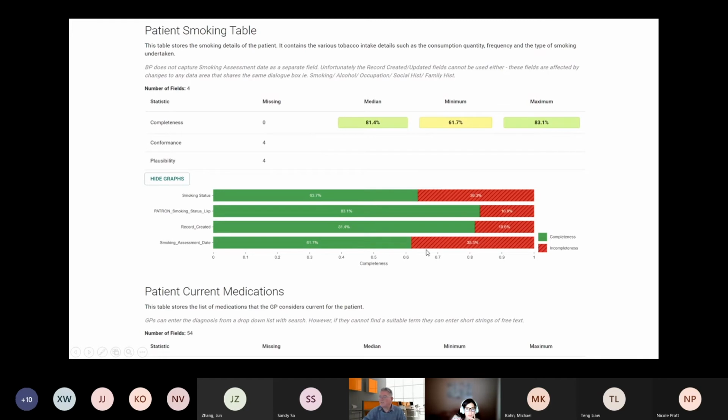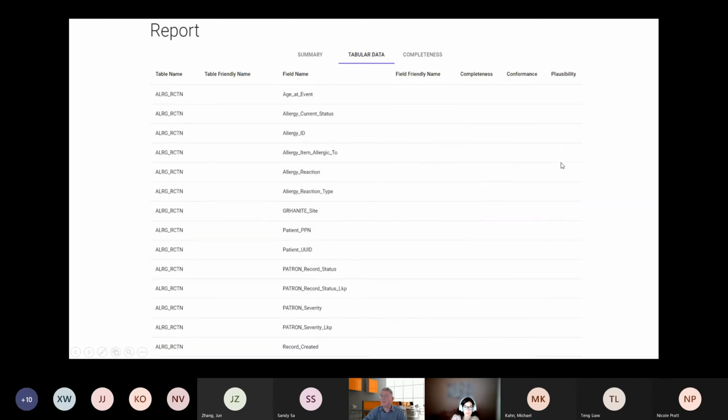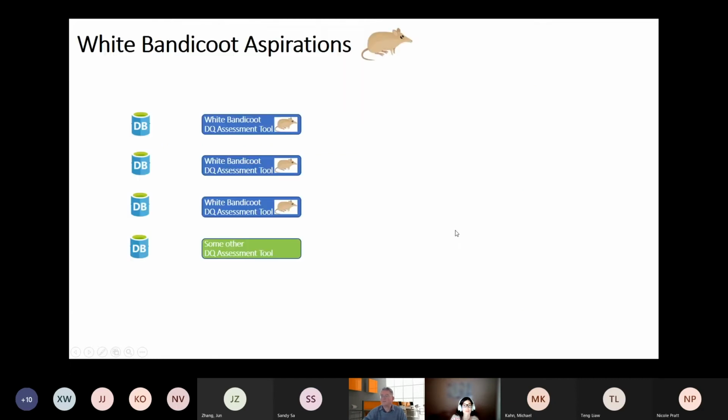But we can see data graphically as well, looking at incompleteness across fields. And this is still under development, but we can also then look at tables and look at their percentage completeness, conformance, and plausibility. And we can choose to just look at the graphical output on its own here around each of the fields. So nearly finished. Sorry, I'm 5 minutes over.